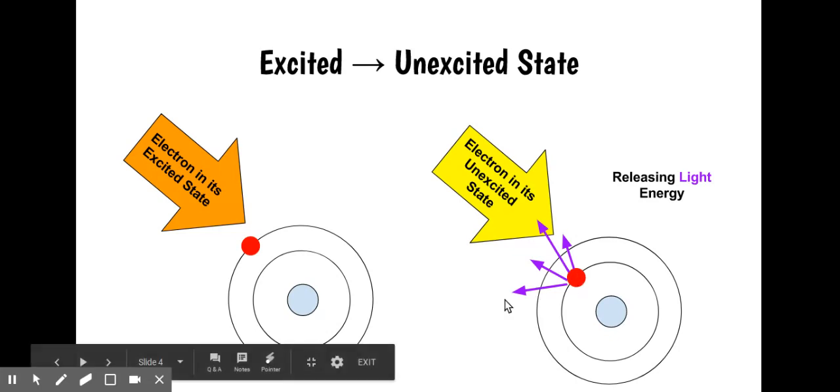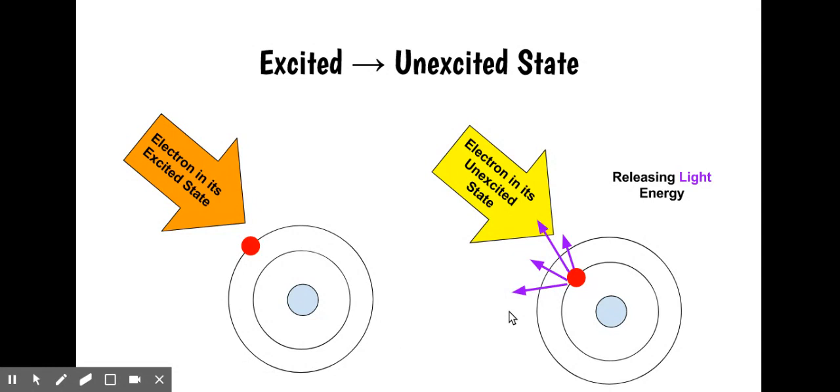So what happens is you see on the right-hand side, the electron goes back to the unexcited state, goes back towards the nucleus, and it has to give off energy at that time. And when it gives off energy, it releases it in the form of light. And that's why we see different colors. Again, the same thing with you. You're going to crash, and you're going to give off some sort of energy.